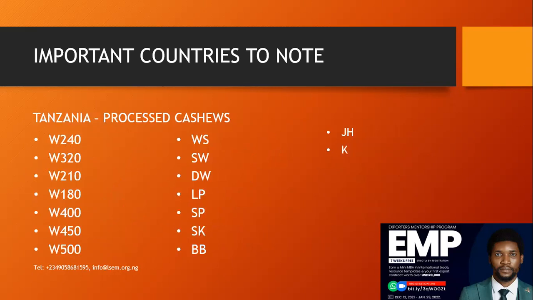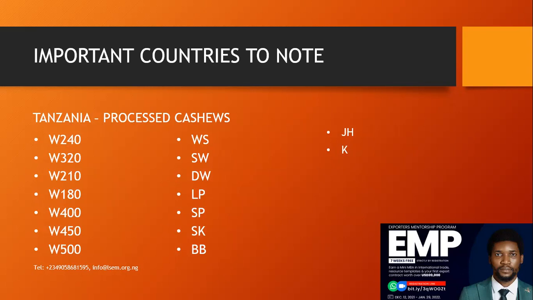So to help you in sourcing for buyers for your export: Tanzania is like the home of processed cashew nuts. In Nigeria or also other countries, we have Mozambique too. They are into processed cashew nuts. In Tanzania, you have different codes, different categories. The most popular ones are the W240 and W320. Those are the very, very popular processed cashew nuts. The other ones are W210, W80, and then you have all these other ones like WSS, WD, WLP, SP, SKBB.